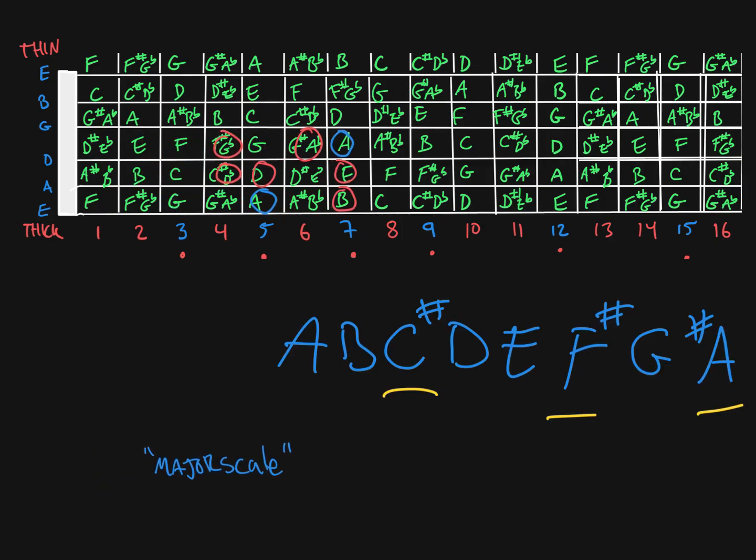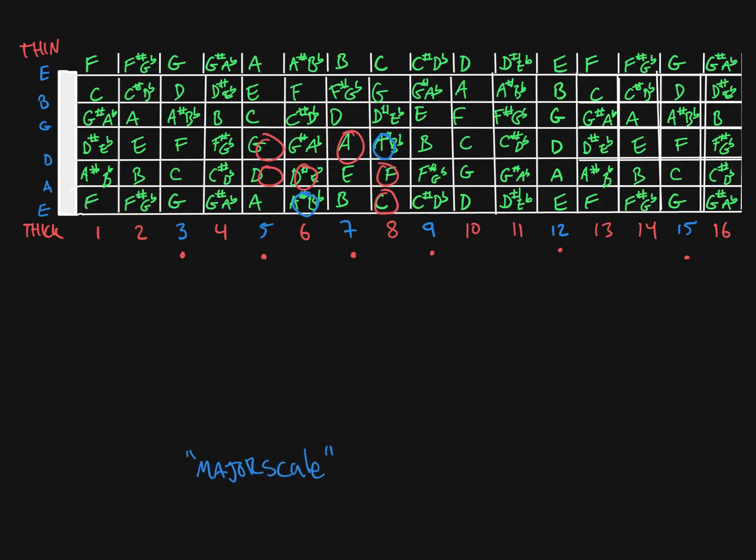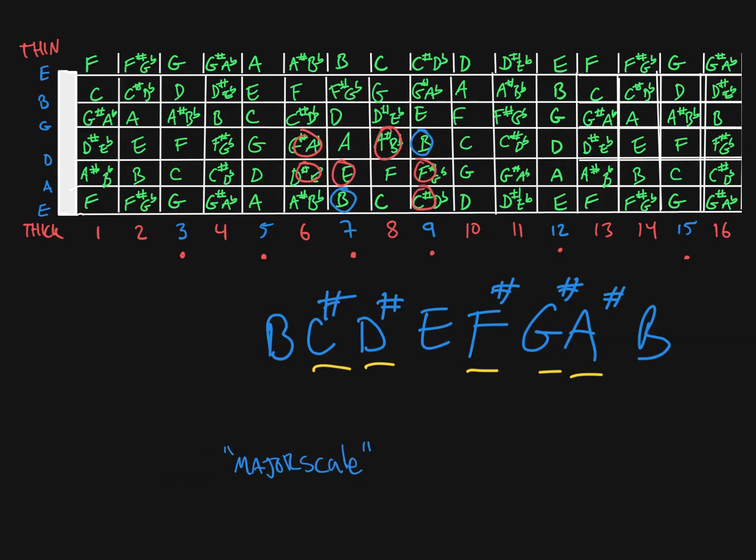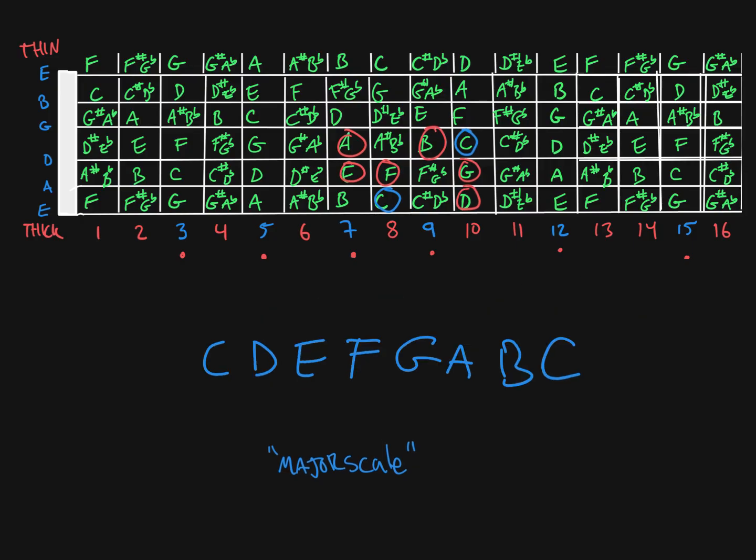If I start it from here, A, B, C sharp, D, E, F sharp, etc. If I move it here, so now that becomes the B major scale. So that first blue note is the root, and then that second blue note is the octave. So we're playing it across one octave.